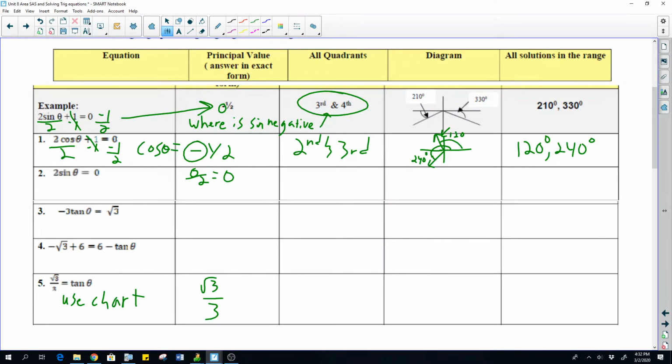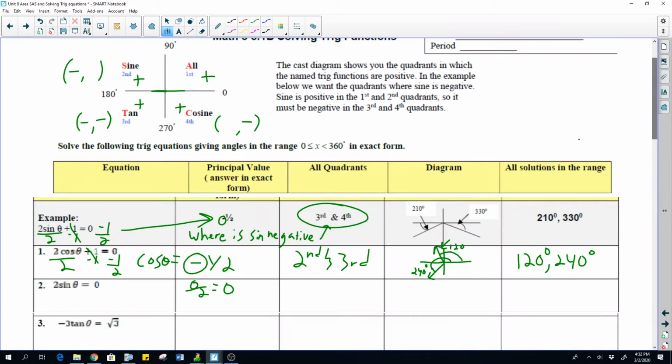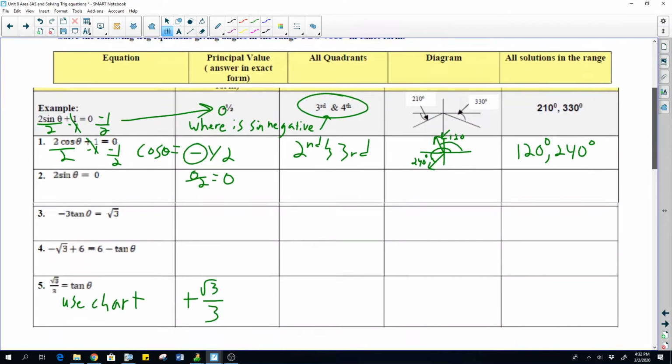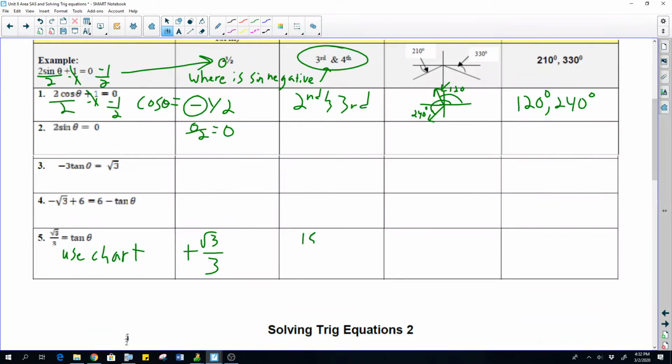Then where is tangent positive radical 3/3? Well, all students take calculus. So tangent is positive right here in the 3rd quadrant, and also all of them are positive in the 1st quadrant. So we would say 1st and 3rd. Is it making sense? Hope it's starting to make sense. You picking it up? So 1st and 3rd quadrant.